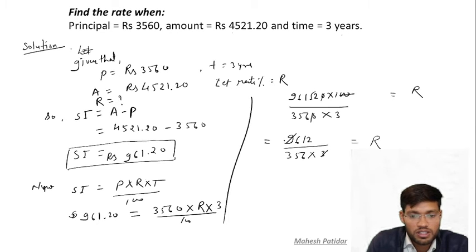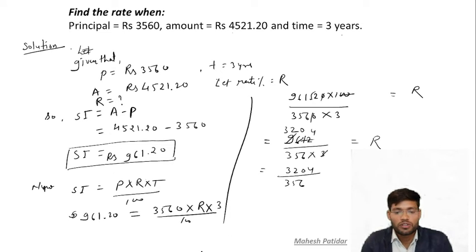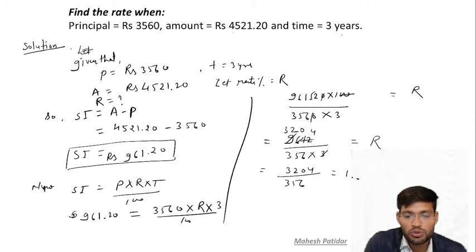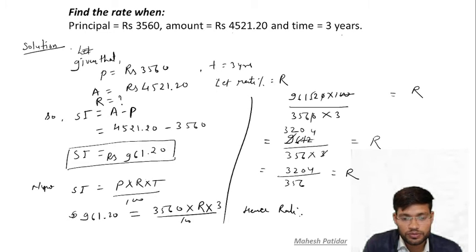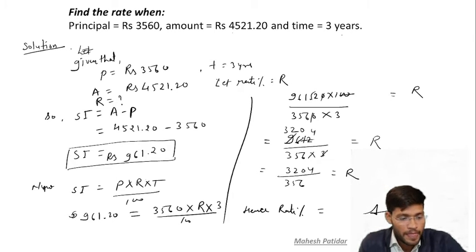So 3 ones are 3, 3 threes are 9, 3 twos are 6, and 0, and 3 fours are 12. So 3204 divided by 356. We have to cut this, and it will give the rate percentage. You all have to calculate this and obtain the rate percentage. And finally we have to write here, hence the rate percentage is equal to this. Answer. Okay, now we will move towards the next question.